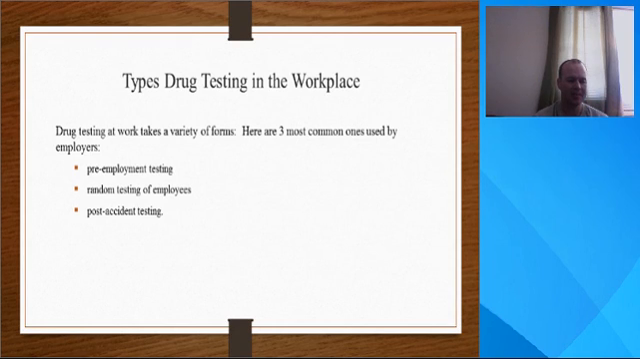Random testing is performed on an unannounced and unpredictable basis on employees, usually by their employee number or social security number that's been placed in a pool, and then your selection is made. The selection is usually generated by a computer to ensure random selection. That way nobody's pinpointed or singled out. There is no advance notice, and it serves as a deterrent to other employees, so they can't just use drugs and think they're going to get away with it.